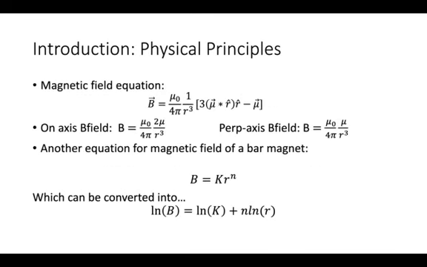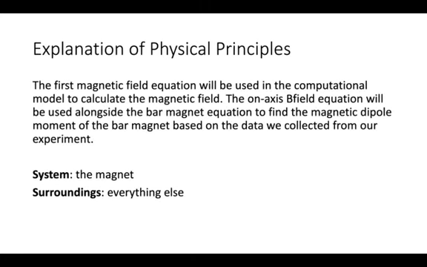Here are the physical principles we used. So we use this magnetic field equation in the code. We use the on-axis B field equation, mu naught over 4 pi times 2 mu over r cubed, and the perpendicular axis B field, which is 1/2 of that. We also use B equals k r to the n as another equation for the magnetic field of a bar magnet, which we converted into this equation on the bottom.